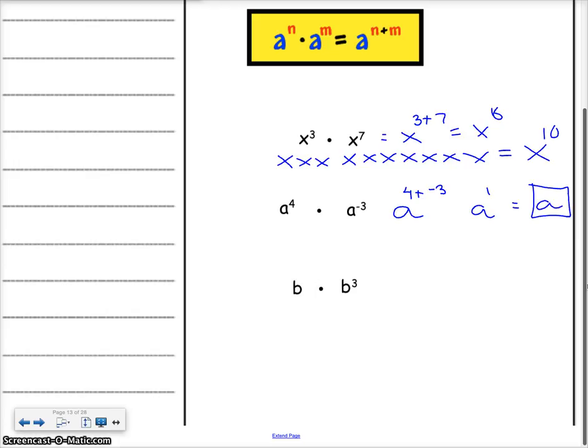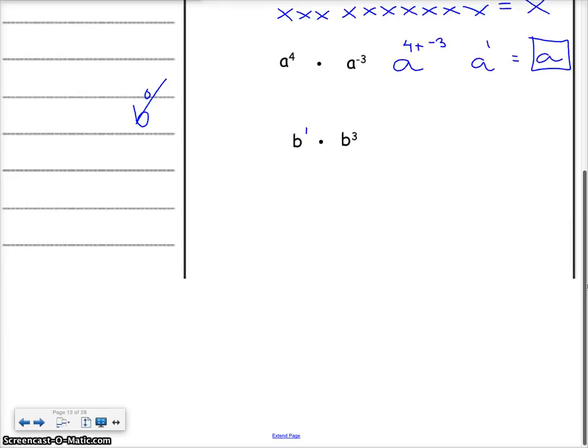Do you think that's b to the 0 or b to the first? B to the first. Right, because if it was b to the 0 property, then it would have canceled out. It would have just turned to 1. So this is really b to the first times b cubed, which is b to the 1 plus 3, which is b to the 4th.